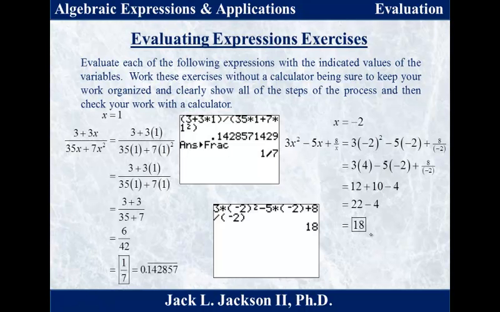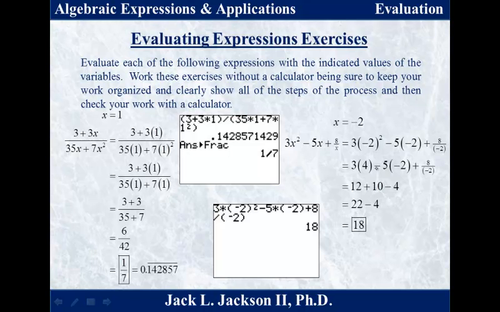Okay, look at the example on the right side here. 3x squared minus 5x plus 8 over x. Everywhere there's an x this time, we're going to let x be -2. So I put a -2 in parentheses in place of the x. -2 squared is -2 times -2, which is +4. Then we multiply. 3 times 4 is 12.